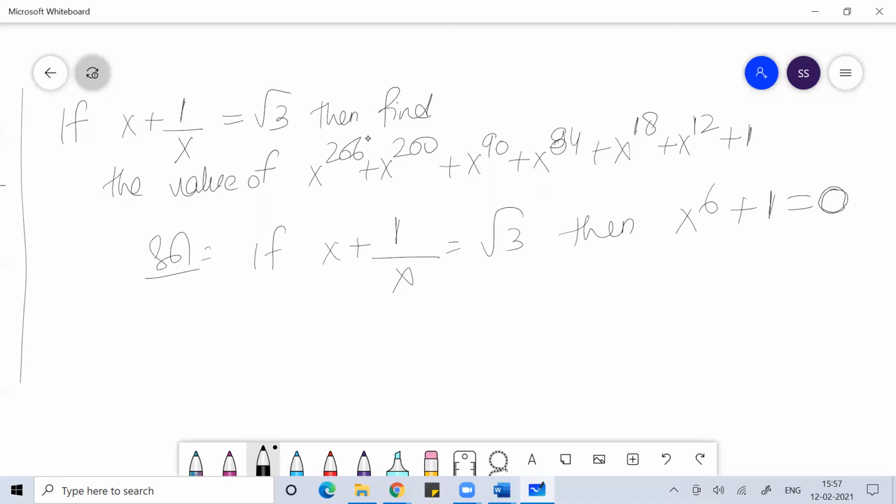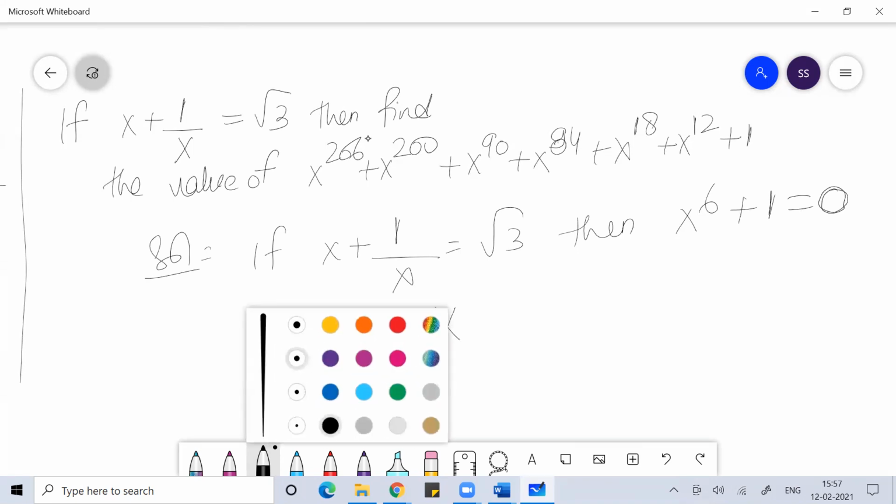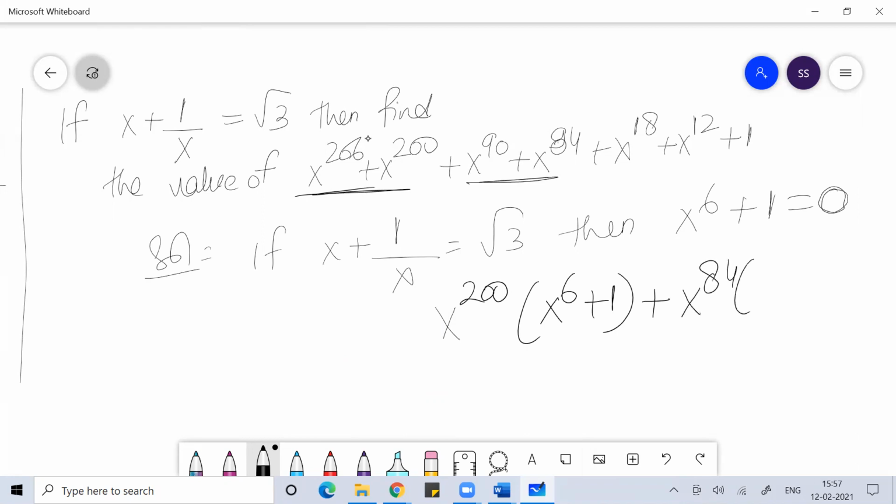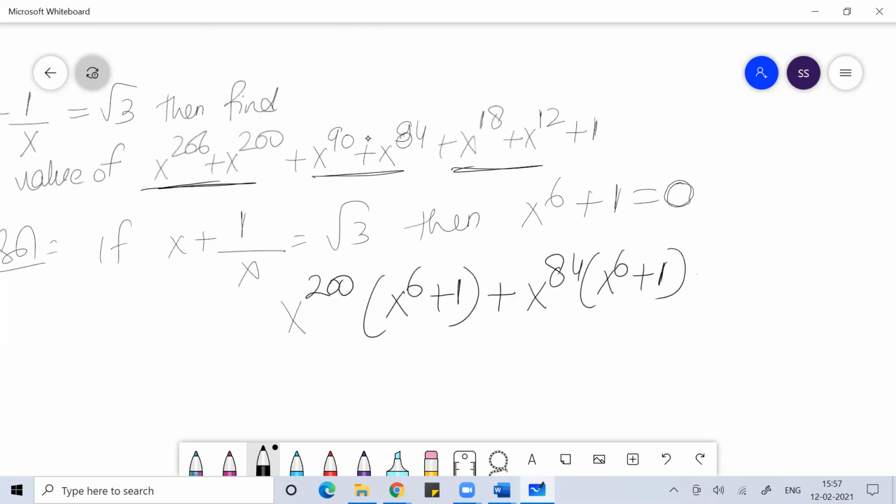So if it is equal to 0, whatever your number is, that doesn't matter. You can write this as x to the power 200 and if you take it common, you will get x to the power 6 plus 1. Here if you take x to the power 84 common, you'll get x to the power 6 plus 1. And here if you take x to the power 12 common, you'll get x to the power 6 plus 1, plus 1. So this is 0, and 0 into anything is 0. This is 0, this is 0. So the answer is 1.